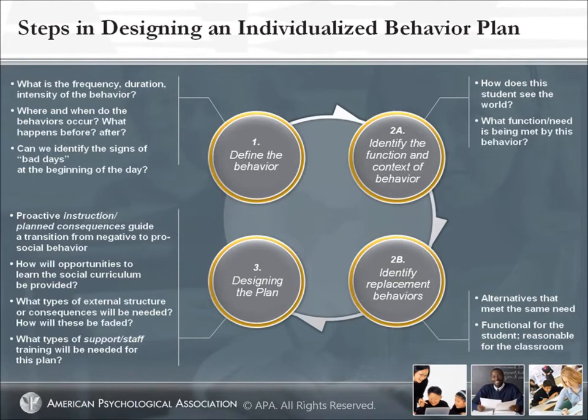Fading involves the reduction of a stimulus as the student's response stays the same. A more familiar example from dog training involves teaching a dog to sit, starting with a loud command and pushing him gently down. Gradually, you can fade out the loud command and only use a hand signal without touching the dog. What types of support, staff training, will be needed for this plan?